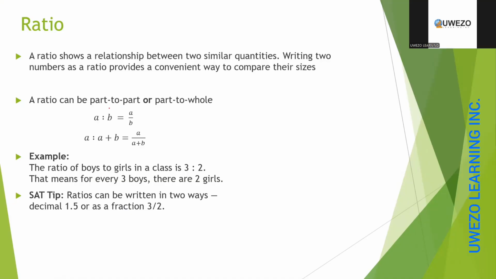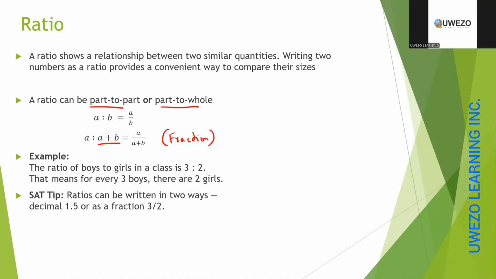A ratio can be a part-to-part ratio or a part-to-whole ratio. So if we simply say A is to B, or A over B, that's a part-to-part ratio. And A over A plus B, the sum of the combined ratio values, would be a part-to-whole ratio, which we also call a fraction.